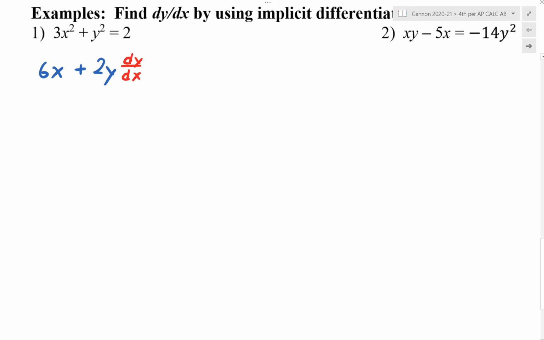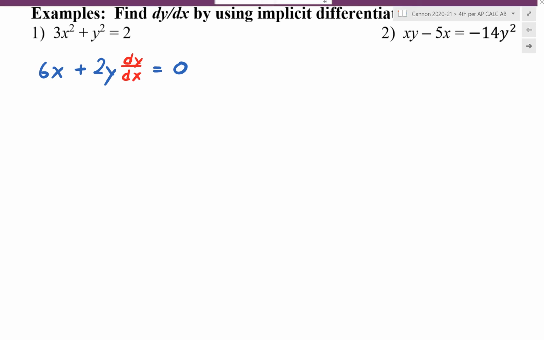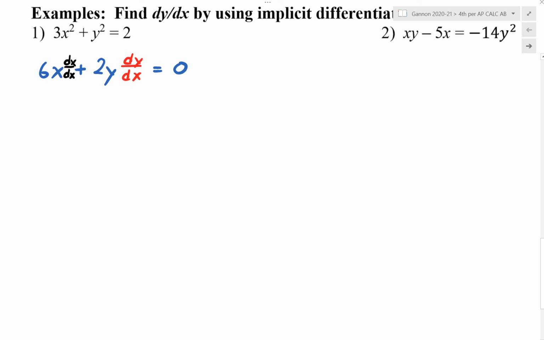Anytime you take the derivative implicitly, if the variable is not x, or what you're taking the derivative with respect to, you have to include that dy dx. Technically, when you take the derivative of 3x squared, you could think of getting 6x times dx dx, the derivative of x with respect to x, but that's always 1, which is why it's not necessary and we don't need it.